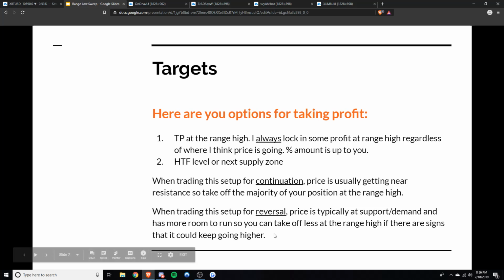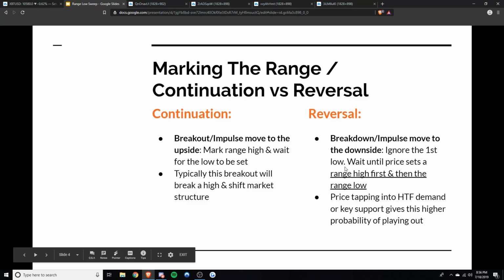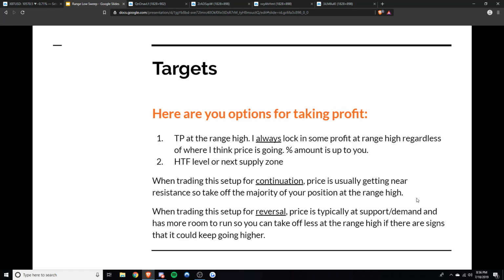So reversal, right? We have the breakdown or the impulse move to the downside. Price tapping into the high time frame demand or key support gives a higher probability, right? So like I said down here, it's typically at support or demand. So say this bottom line is support or demand, you're trading this as a reversal. You get that breakdown, ignore the first low, range high, range low, mid-range, it sweeps the low, right? It's down here at the support.